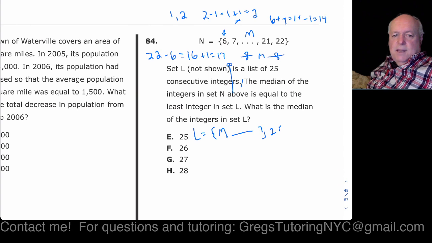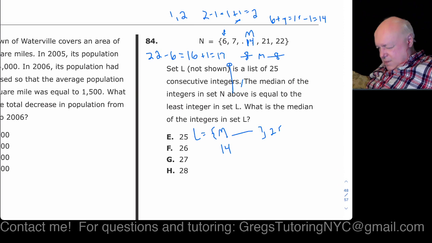They're telling us that's the smallest member over here. So if we read it, set L has a list of 25 numbers. The median of the integers of the set n above is equal to the least integer in set L. Well, we just figured that out. The median 14 is the least of L. What is the median of the integers in set L?